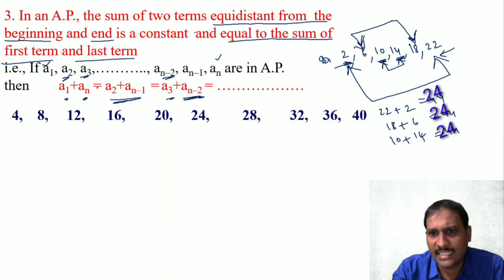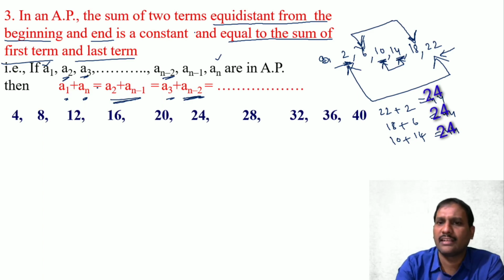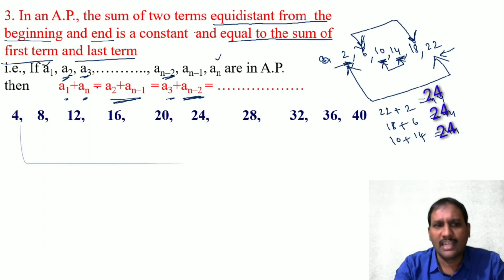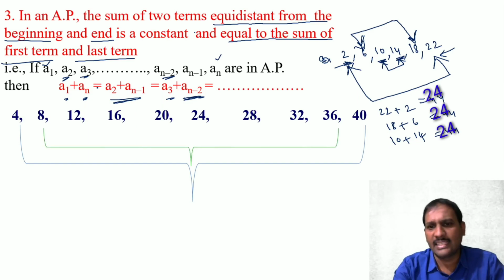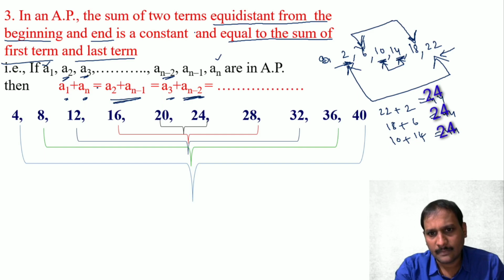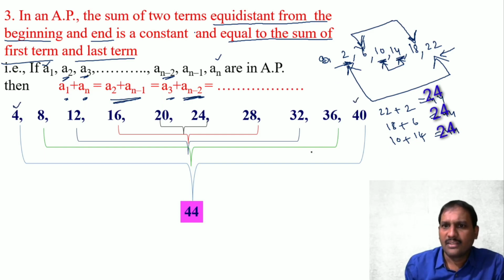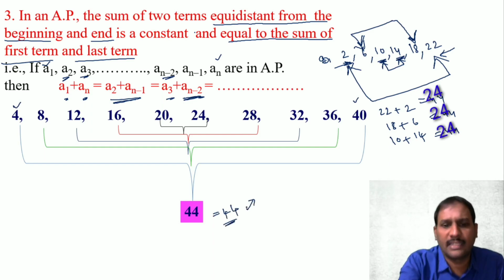So let us take an example. 4, 8, 12, 16, 20, 24, 28, 32, 36 and 40. Let us add first term and the last term, and second term from the beginning, second term from the end. Third term from the beginning, third term from the end. Fourth term, fifth term from the beginning and the end. So what is their sum? If you observe, it is equal to 44. And see, what is the sum of the first term and last term? So everything is equal to 44. This is the third property.